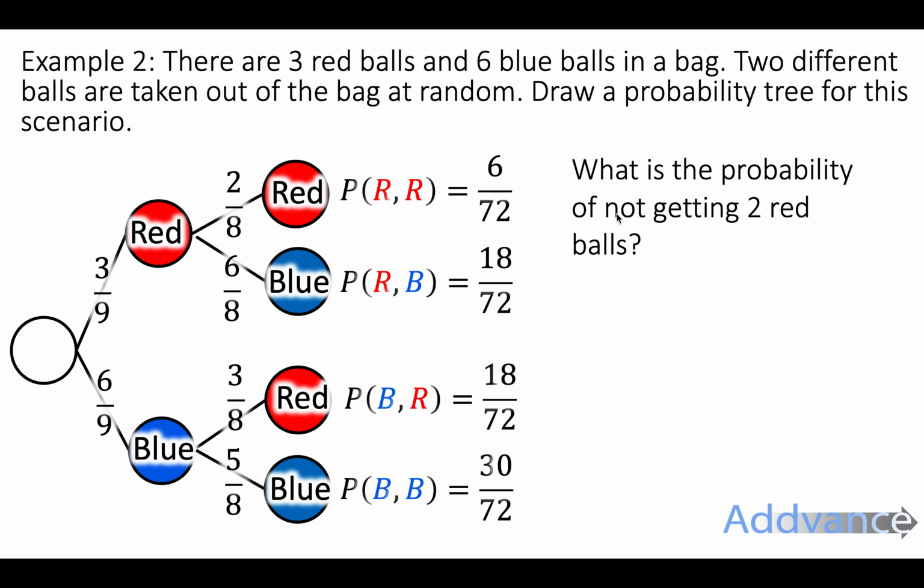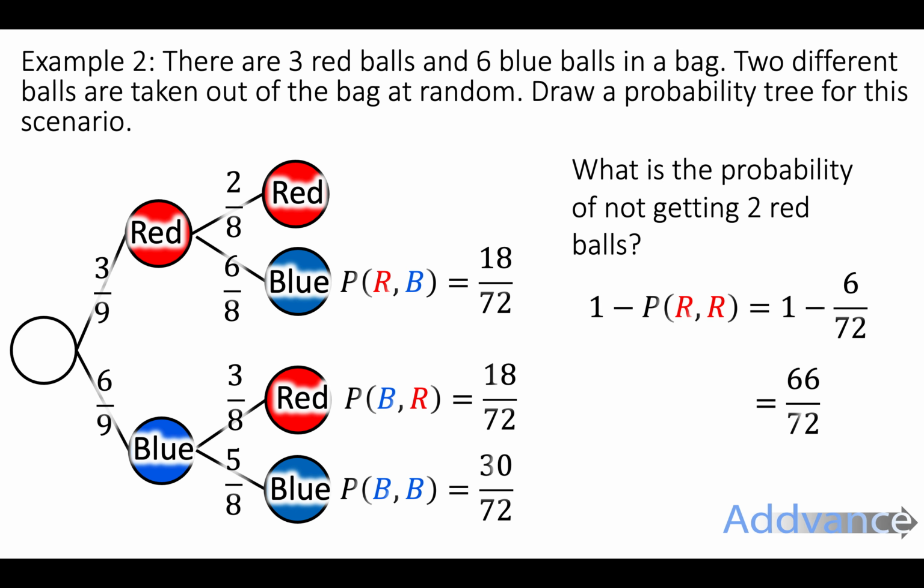Next question, what is the probability of not getting 2 red balls? Well, the probability of getting 2 red balls is 6 out of 72. The probability of that not happening is 1 minus the probability of it happening, which is 66 out of 72, which is 11/12. If in an exam you are asked the probability of something not happening, you do 1 subtract the probability of it happening, and it will give you the correct answer. That's normally the quickest way to do things.